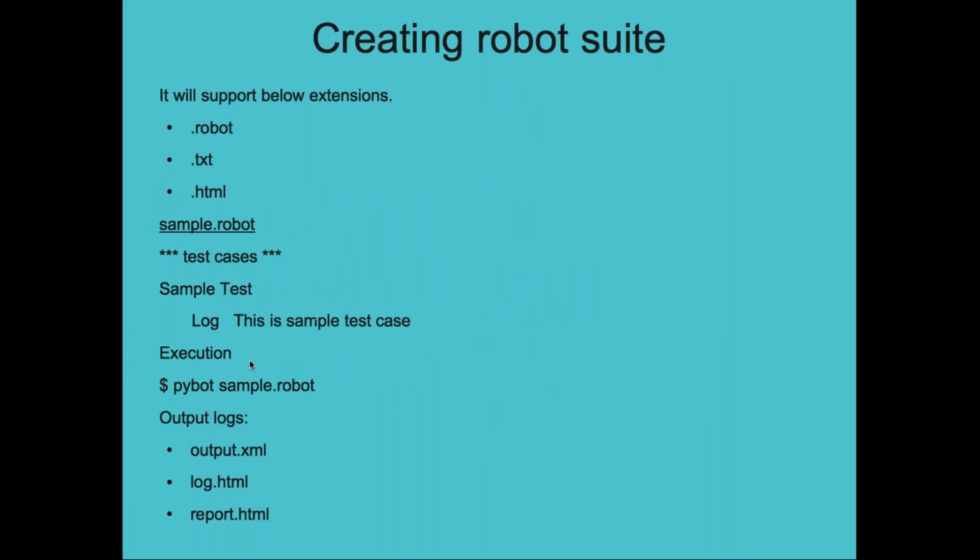So next, execution. We can execute a robot suite with 2 commands. One is pybot, another one is robot. Both are the same. Like Python space the script name, similarly pybot space the suite name. Suite name is sample.robot.